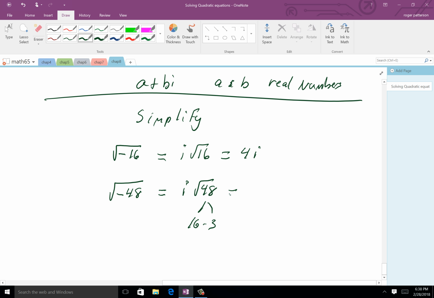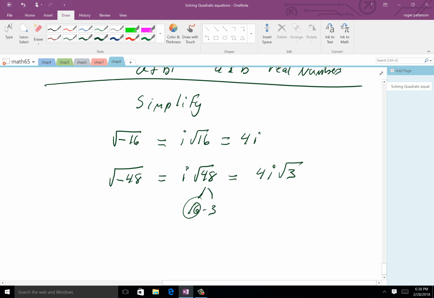So that's going to be equal to what? What are we going to get then? 4i square root 3. Yep. The square root of 16 is 4, and then the square root of the 3 stays alone inside the square root.